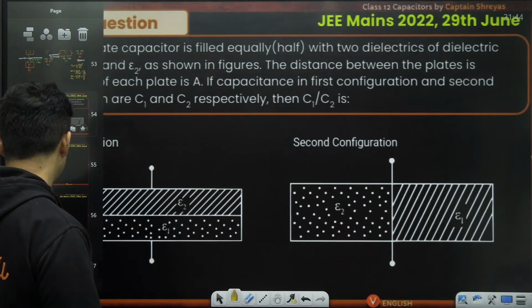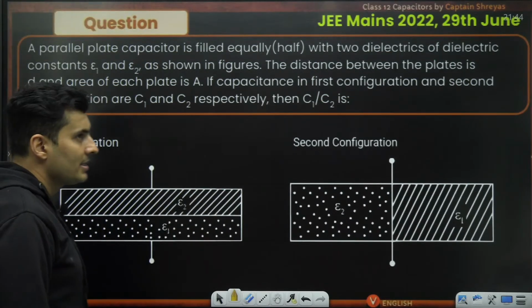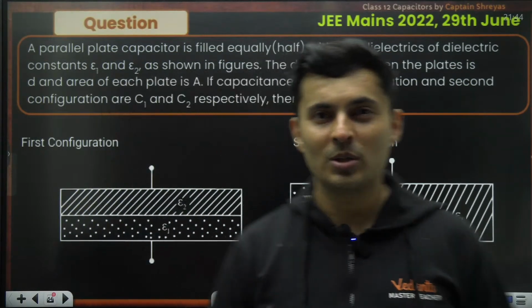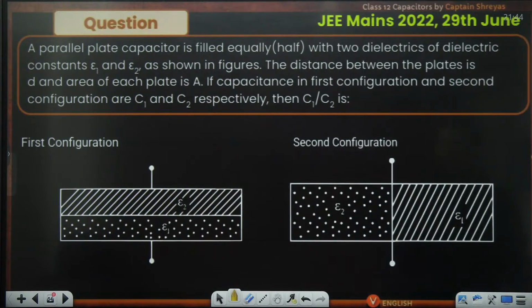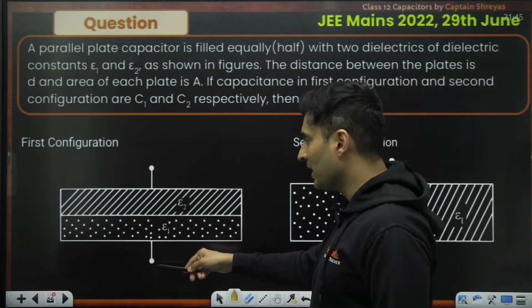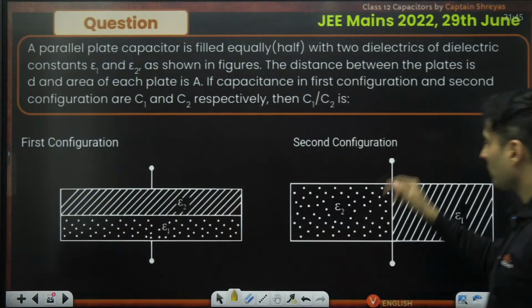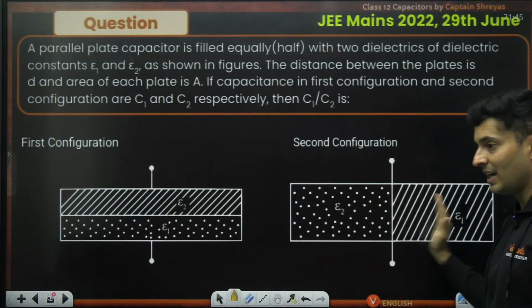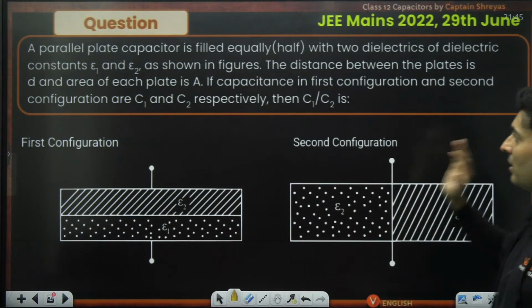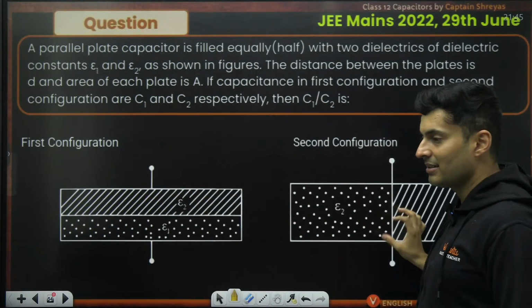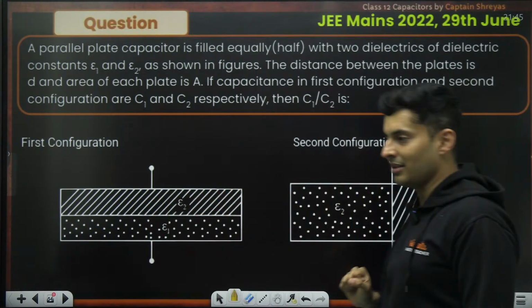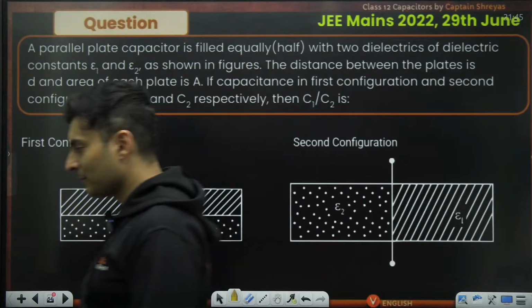Now let's solve this last question from JEE Mains 2022. You have two combinations. In one, the terminals are here and the slabs are one after the other, versus the other, where the terminals are here and the slabs are side by side. The ratio of the new capacitances is asked in this scenario versus that one. Read it carefully.